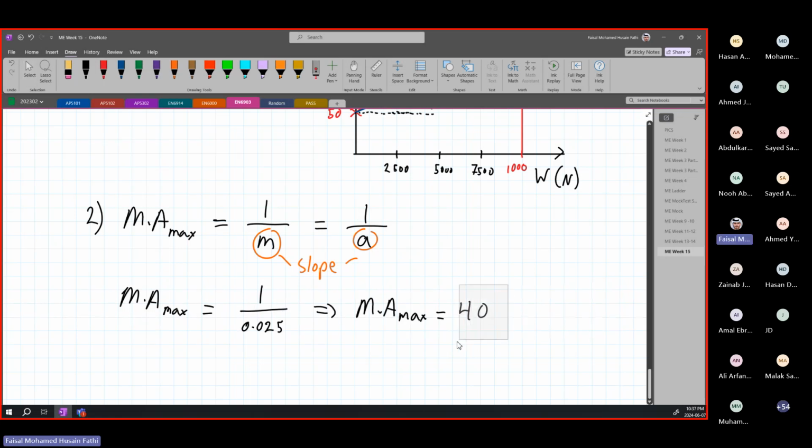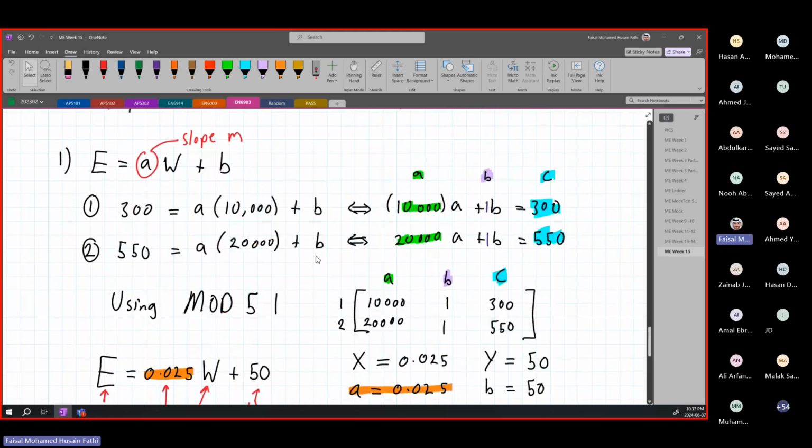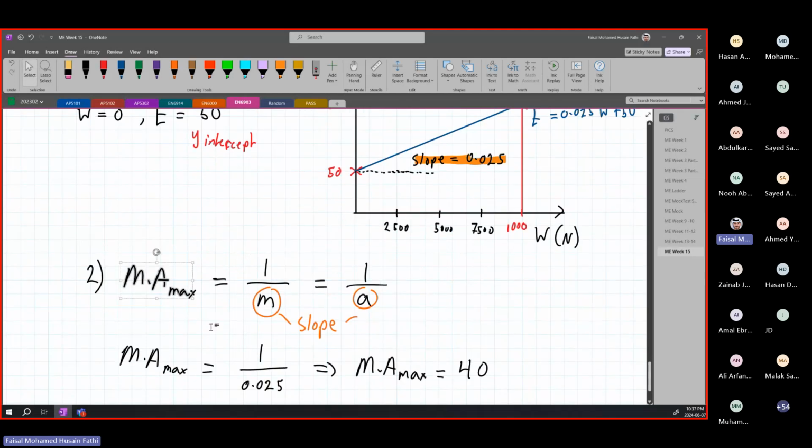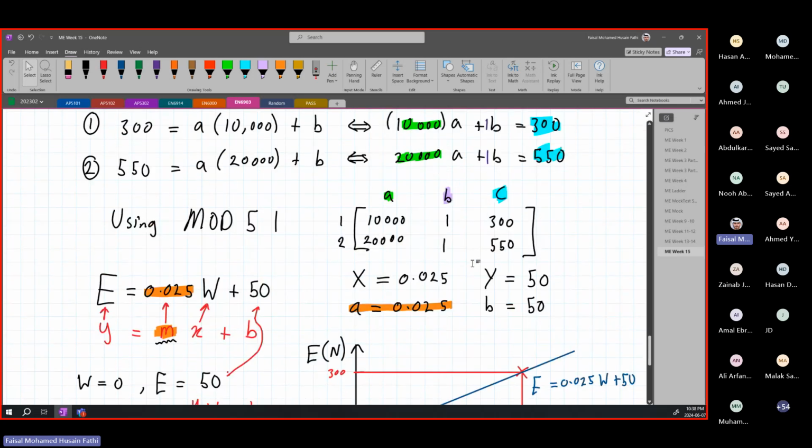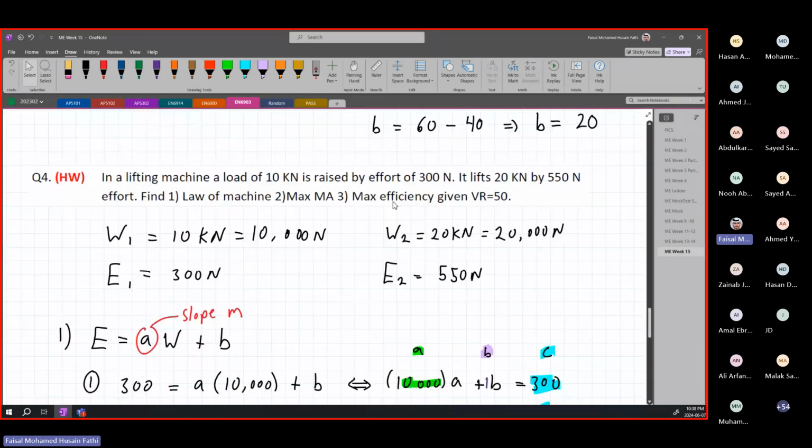So this value 40 is the maximum possible mechanical advantage. I don't know why I keep saying machine allowance. This is your maximum mechanical advantage that you can have for your entire system, no matter what effort or no matter what force you have. All right, so it is just 1 over the slope. Now, let's look at the next part.